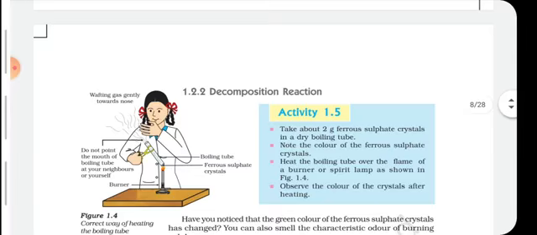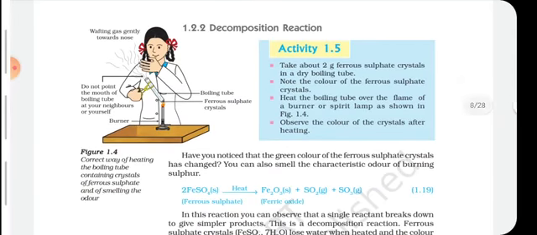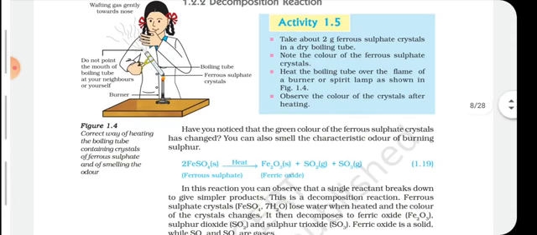Let us move on to the next topic, and that is decomposition reactions. As I told you earlier, the decomposition reaction is the inverse reaction of combination reaction, and so it is also known as anti-combination reaction. Fine. Let us see that.